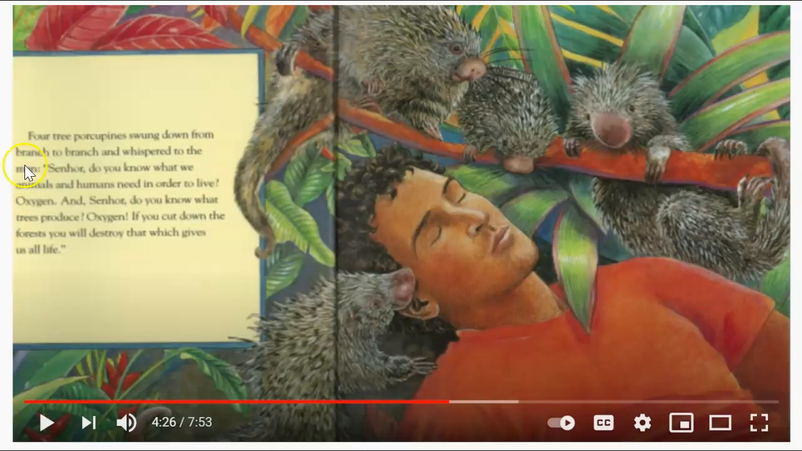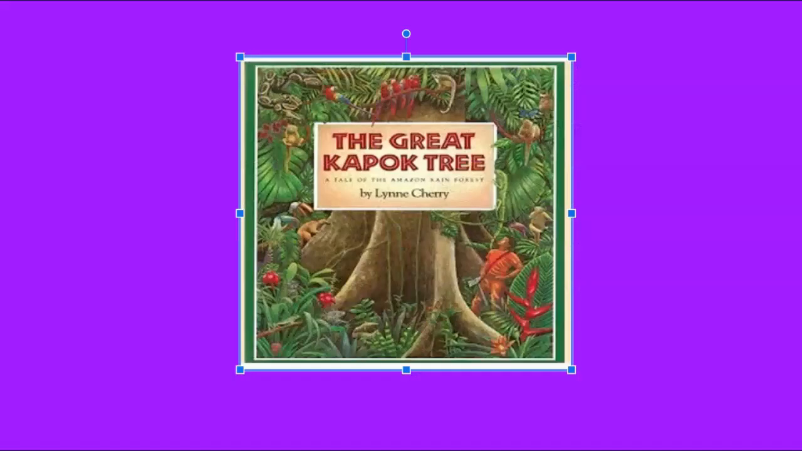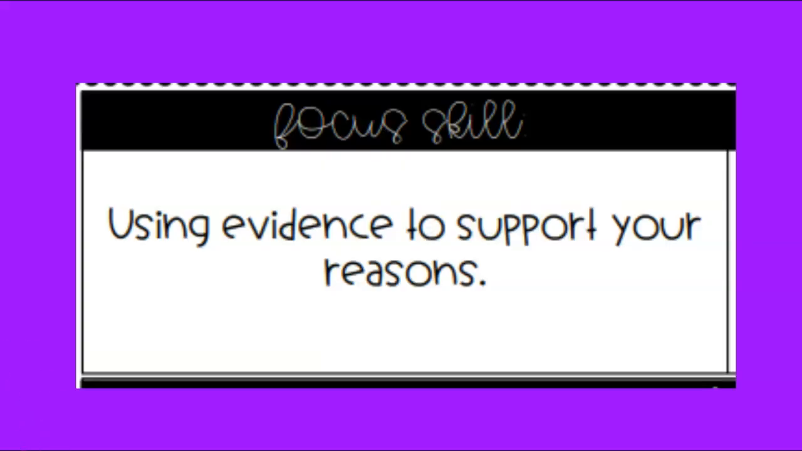The porcupine said, "Senor, do you know what animals and humans need in order to live? Oxygen. And how they need to produce oxygen." So they were giving a fact that humans and plants and trees need oxygen to live. That was their evidence to support their opinion. And an example. For our activity today, you will be practicing writing some more facts to support our opinions.